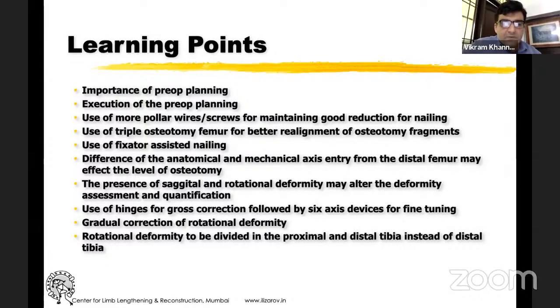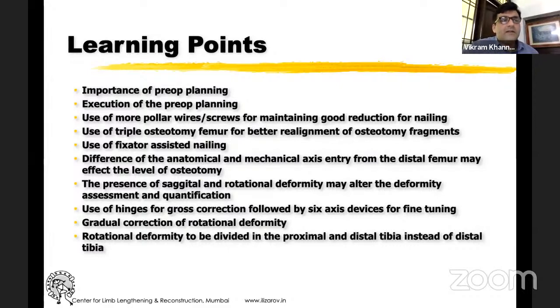Use of hinges for gross correction, followed by a 6-axis device for fine tuning, as Sir has pointed out, is very easy for the patient to do with the hinges rather than putting 2 6-axis devices at the proximal as well as distal osteotomy site in the femur and the tibia. That would cause massive confusion.